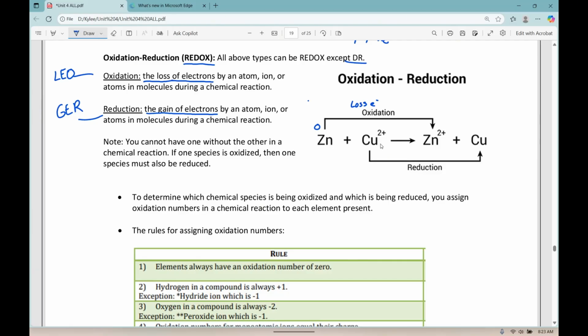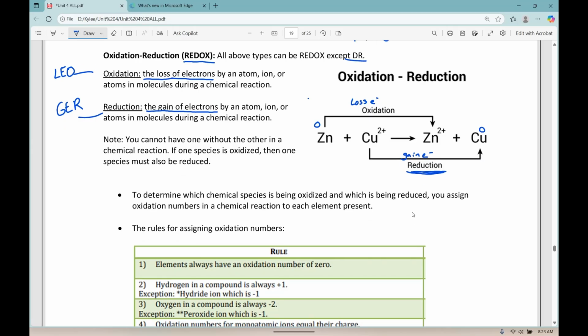Copper, on the other hand, is going from a +2 ion to its normal state, which would have an oxidation number of 0. So we have a +2 going down to a 0. It's being reduced in charge, if you will. And the way that we reduce a charge is to gain electrons. So a big part of oxidation reduction reactions is identifying who is being oxidized and who is being reduced.